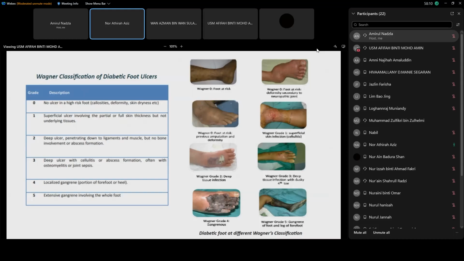However, in grade 3, there is also deep ulcer with cellulitis or abscess formation, often with osteomyelitis or joint sepsis. Grade 4, there will be presence of gangrene, and grade 5, there will be extensive gangrene involving the whole foot. So you can look at the pictures provided for the disease progression of the diabetic foot ulcer.